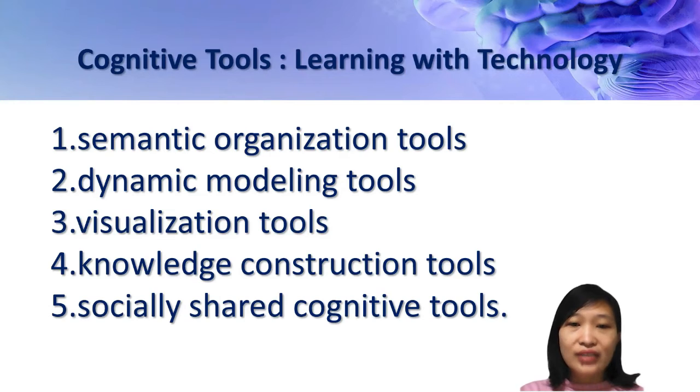There are 5 classes of cognitive tools suggested by Jonassen and Carr in the year 2000. We have the semantic organization tools. We have the dynamic modeling tools. Third, visualization tools. Fourth, the knowledge construction tools. And the last one, socially shared cognitive tools.